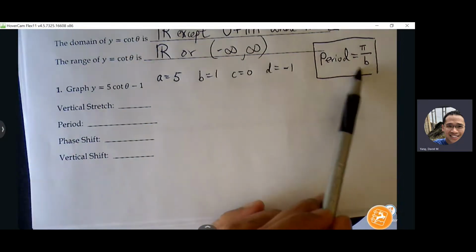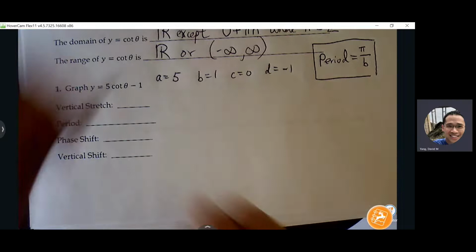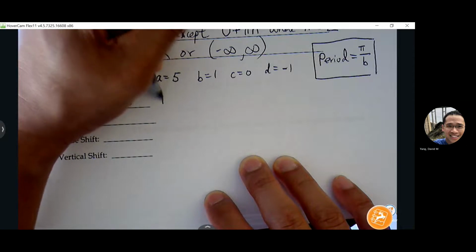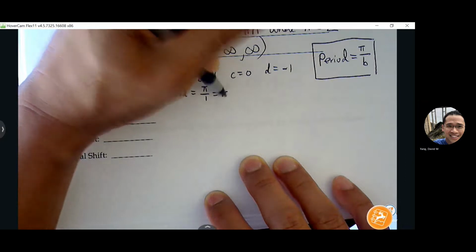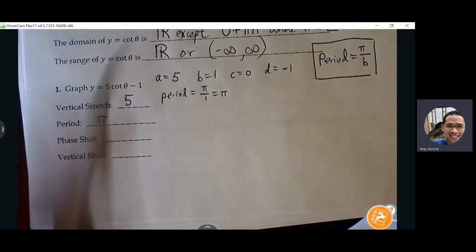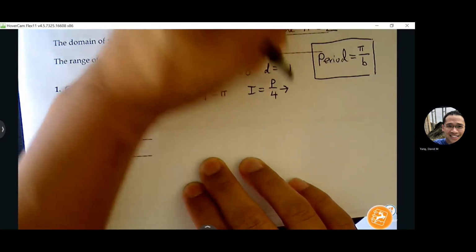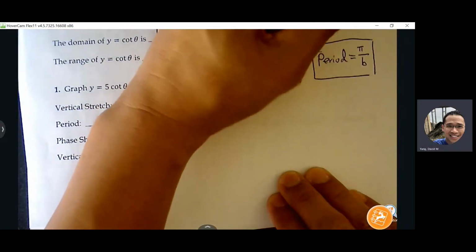Okay. Is the period going to change if I plug in b into my formula? No. So my period is pi. Okay, so period is pi. Vertical stretch 5. Period is pi. Your interval will be the same formula. So your interval is the same across all your trig functions. Your interval is period over 4. So what's my interval going to be? Pi over 4.